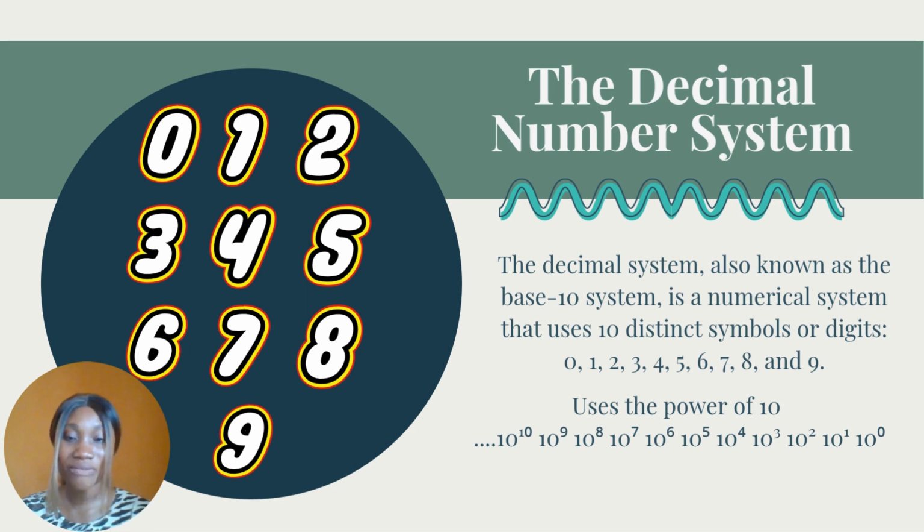Now these 10 digits, they are raised to the power of 10. So 10 raised to the power 0, 10 raised to the power 1, 10 raised to the power of 2, 3, 4, 5, 6, 7, 8, 9, 10, and so on like that. So that is our decimal number system. Now let's compare this decimal number system with the binary number system.